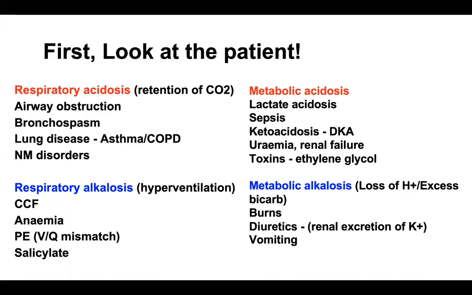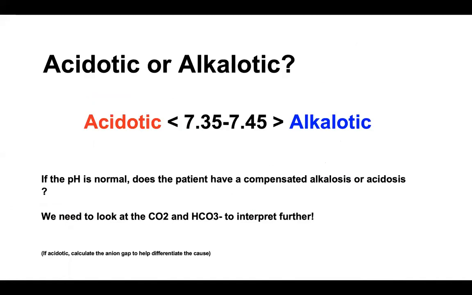Metabolic alkalosis, so a couple of different ways that you can become alkalotic. You can either lose hydrogen ions or you can have an excess of bicarb in the form of diuretics or vomiting. First thing we do is we look at that pH. So 7.35 to 7.45, anything below that is acidotic, anything above alkalotic. So that's the first step that you take in looking at the values of your ABG. Is the pH normal? Does the person have compensated alkalosis or acidosis? So that's where you look at the entire patient and come up with that.